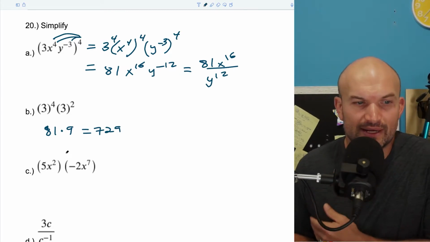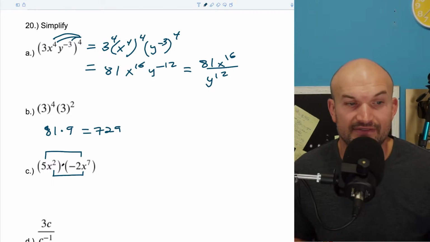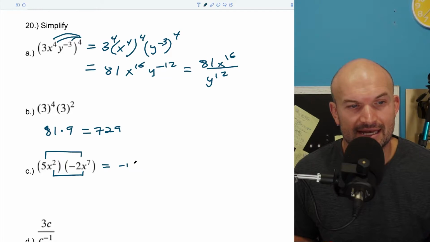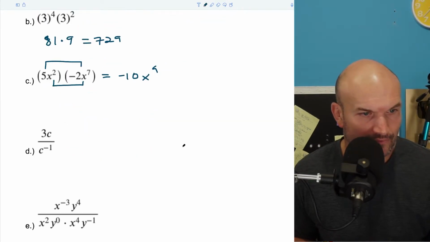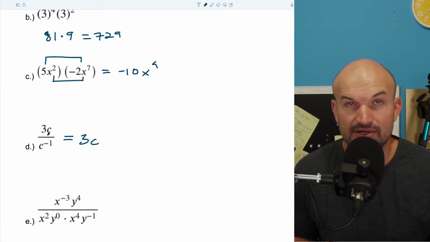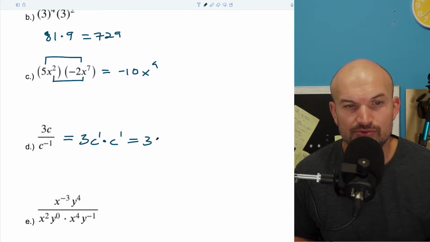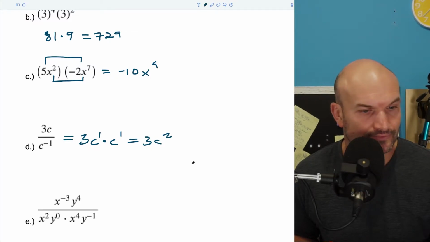Now, remember when you're multiplying exponents, you multiply your numbers. And you can multiply exponents as long as they have the same base. But remember, you're going to add the powers. So therefore, this answer is going to be negative 10. And then 2 plus 7 is going to be 9. Over here, remember, I can rewrite this with a positive power by rewriting it as the reciprocal. So therefore, I can say this is a 3c. Instead of dividing by c to the negative first, I can multiply it by c to the first power. Well, this is also being raised to the first power. So my final answer here is going to be 3c squared.